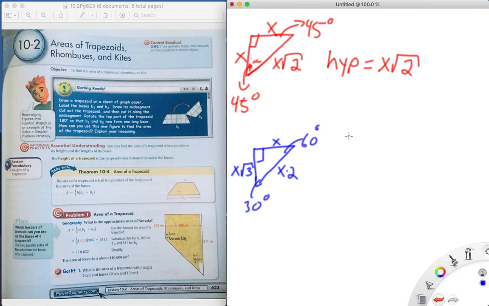So the hypotenuse is equal to the shorter leg times 2. And the longer leg is equal to the shorter leg times the square root of 3.